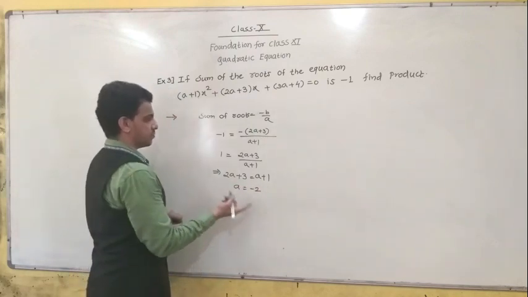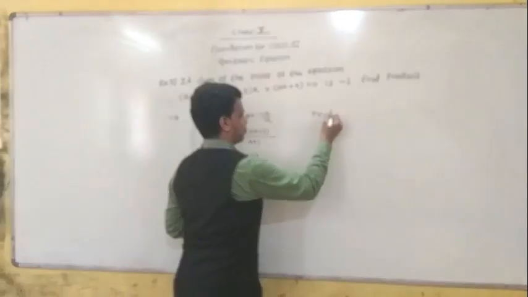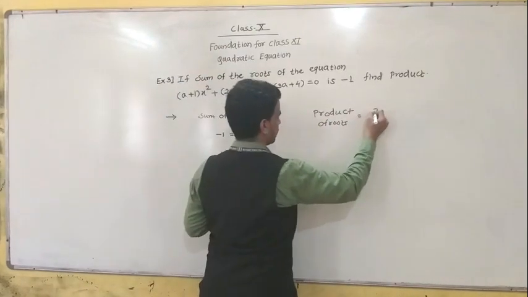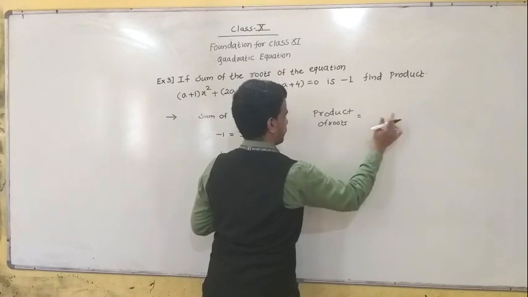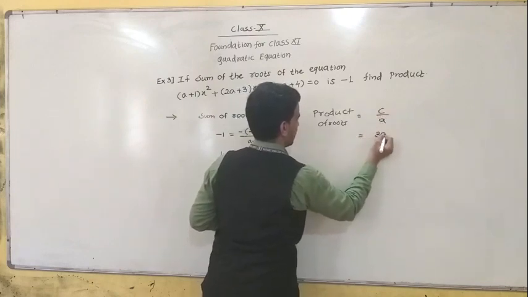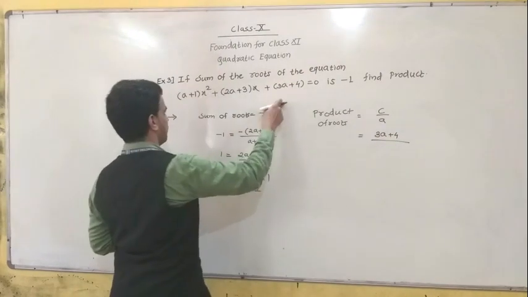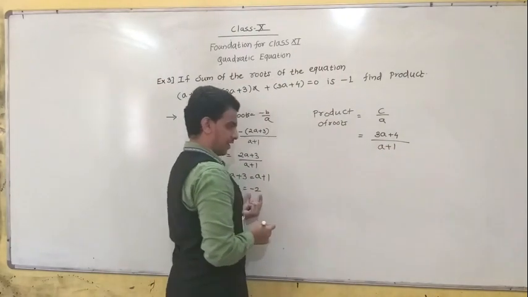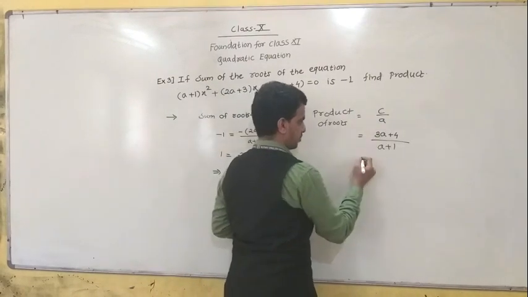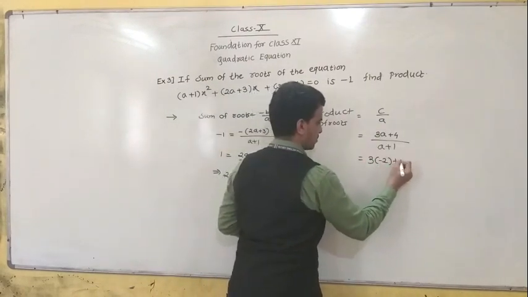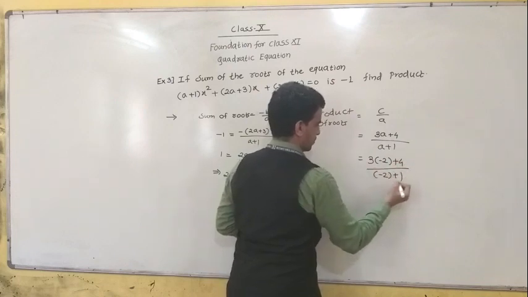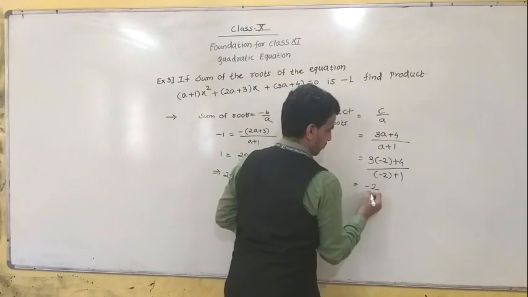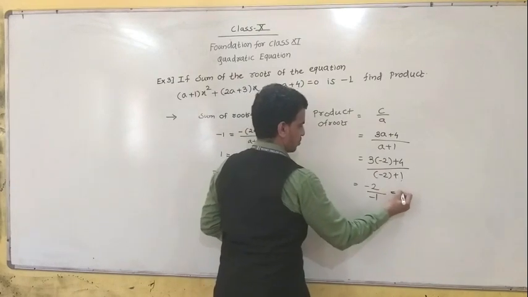Now a is minus 2, we have to find the product of the roots. So the product of roots is c by a, so (3a plus 4), that is the constant term, divided by (a plus 1). We have a equal to minus 2, so if we put a equal to minus 2 here, 3 into minus 2 plus 4 divided by minus 2 plus 1: 3 into minus 2 is minus 6, minus 6 plus 4 is minus 2, and minus 2 plus 1 is minus 1, so the answer is 2.